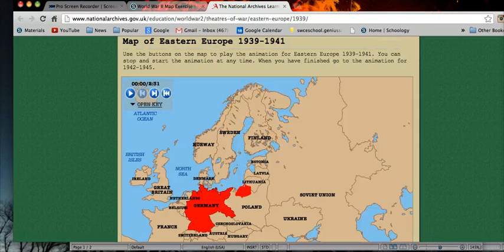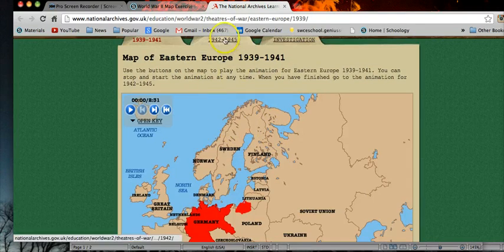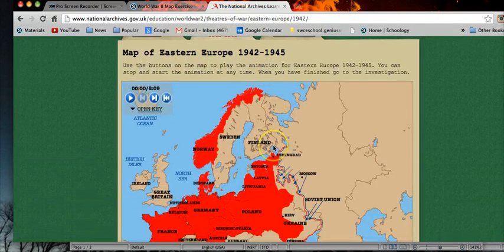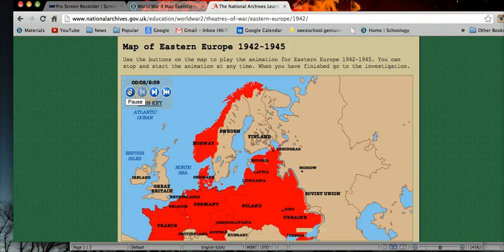I remember watching this animation on Eastern Europe on map number 2. It also has 1942 to 45. So in 42 to 45, remember Germany was pushing this way and USSR is pushing that way. So if you push the play button: In the spring of 1942, Hitler ordered his forces to advance southwards towards the USSR's oil fields in the Caucasus region.